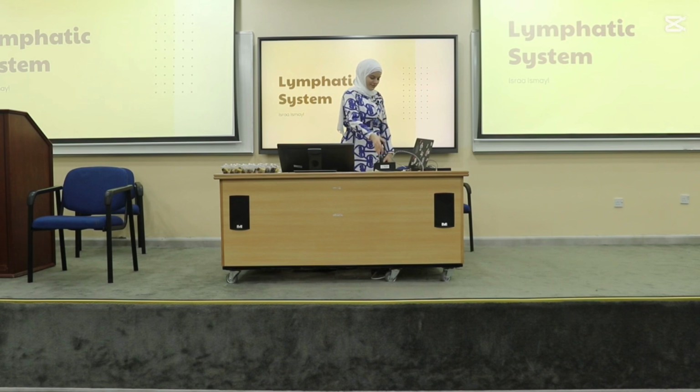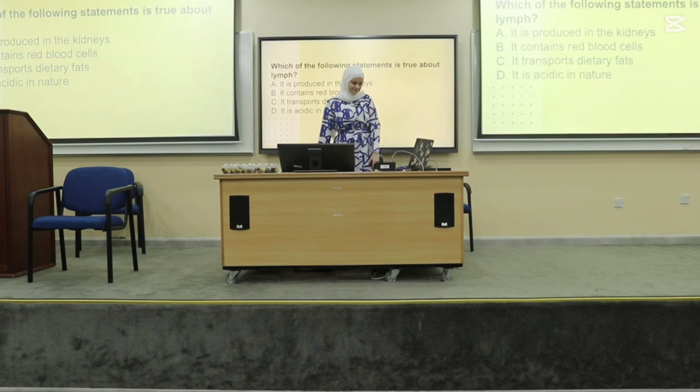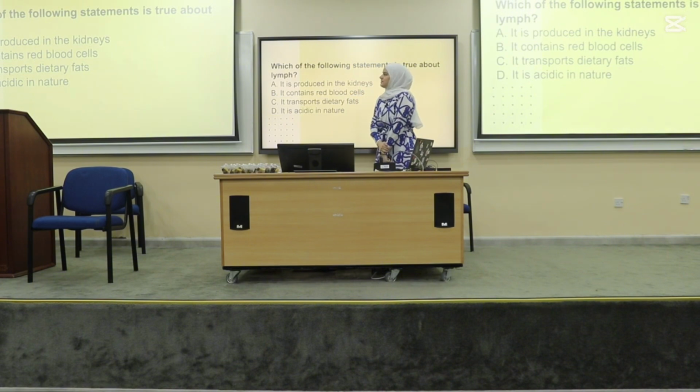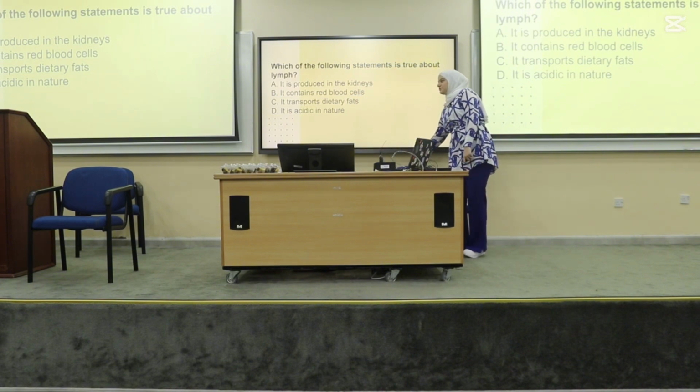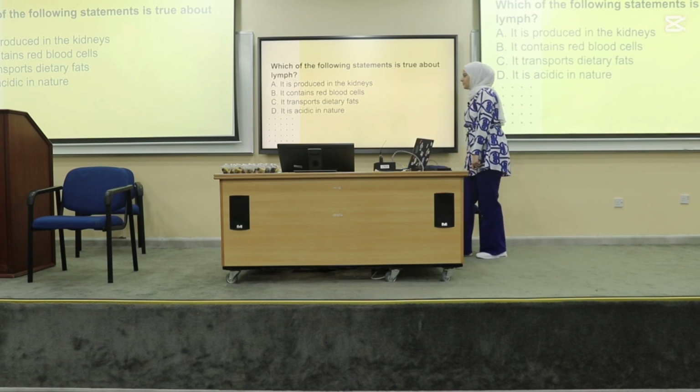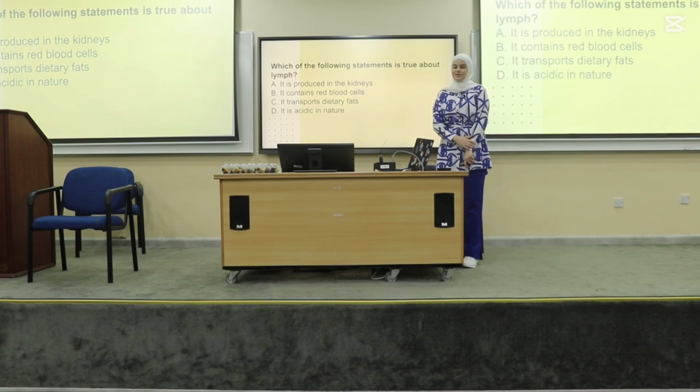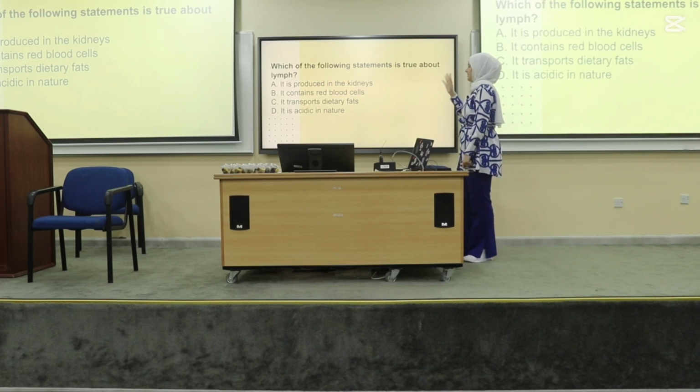Okay, so you'll have a bit of background. We'll start with the first question. Which of the following statements is true about lymph? Produced in the kidneys, contains red blood cells, it transports dietary fats, or it's acidic in nature? Which one? You say C. C? Yes, it's C. So lymph, of course, is not produced in the kidneys.